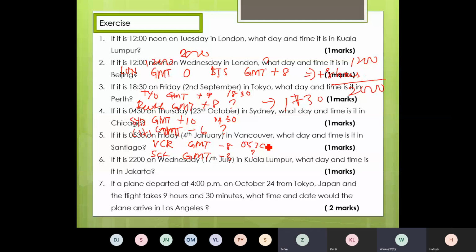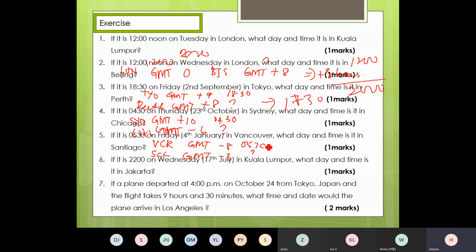10:30? How is it 10:30? Plus 5. 8 minus 3 equals 5. 5:30 plus 5. So it is plus 5 hours because of what?